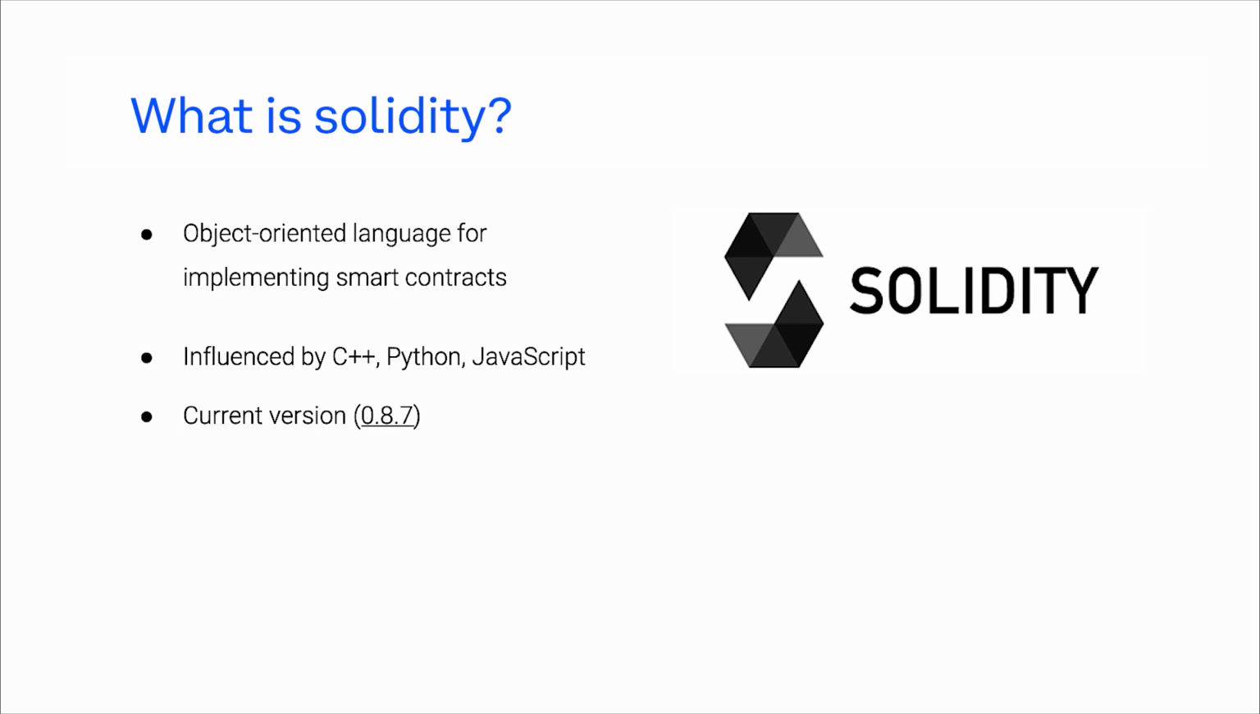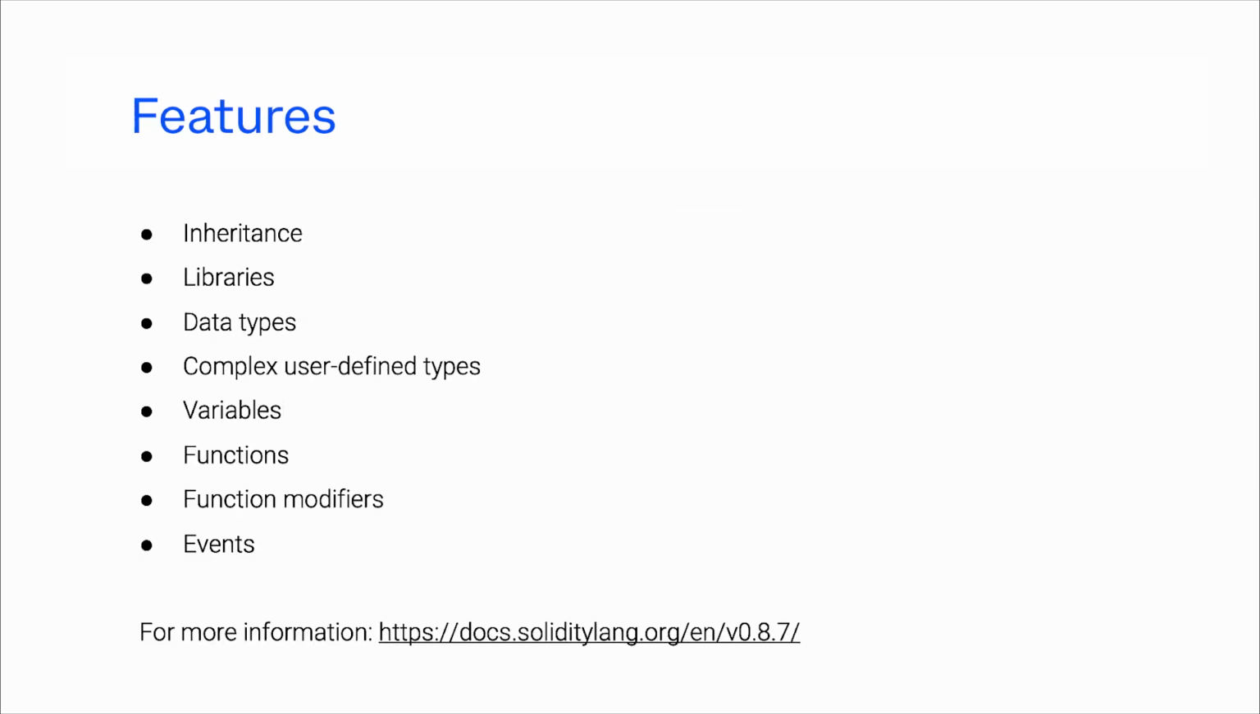Now, Solidity has some features like inheritance, libraries, data types, complex user-defined types, variables, functions, function modifiers, and events. We will go through each one of these features and then we will do some exercises. For the moment, it's just important to have a general view of the type of features that Solidity can provide to us.